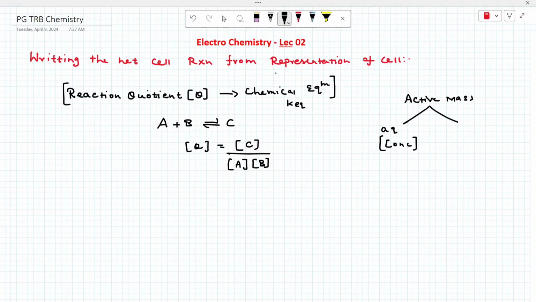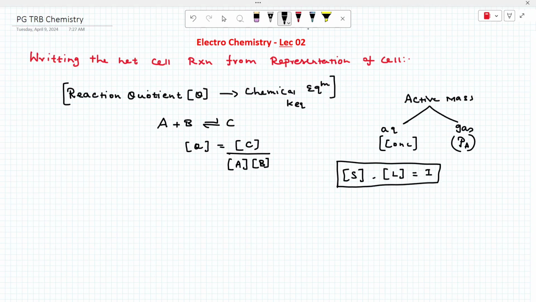If it is a gas, we can use the pressure term. If there is a gas molecule, we can use the partial pressure of the gas, for example. Also, remember the active mass of pure liquid and pure solid is always one, very important.